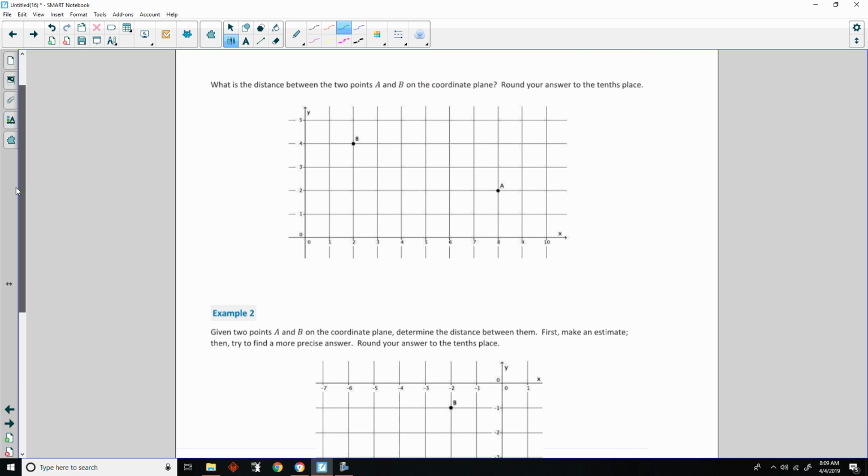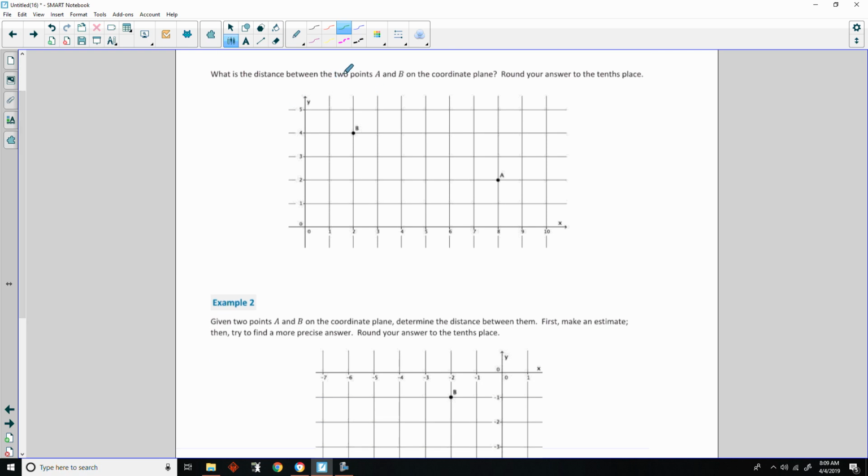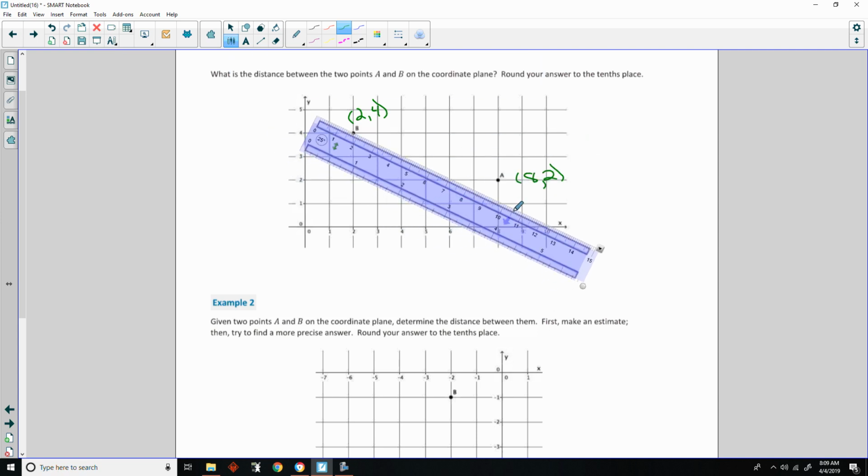Now, on this one, it says, what is the distance between the 2 points A and B on the coordinate plane? Round your answer to the tenths place. Well, B is at the point 2, 4. And A is at the point 8, 2. X's are different, Y's are different, and when that happens, we have not a straight line, but a line that has slope.